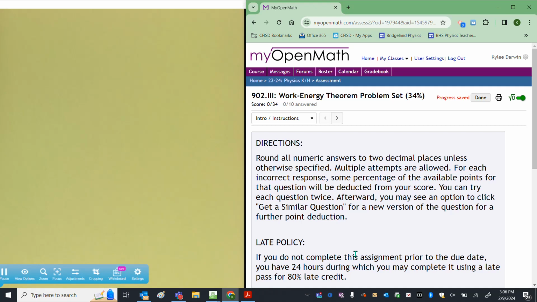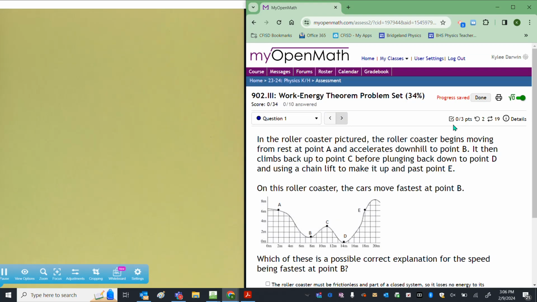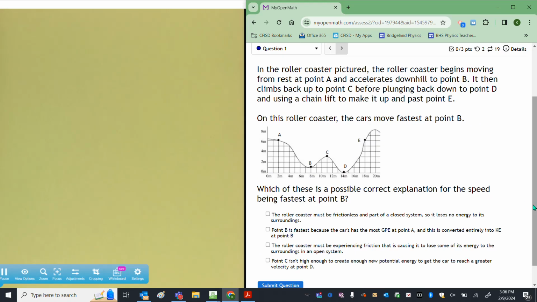This is the assignment, 902.3 work energy theorem problem set, and I'm going to work through these questions one by one and hopefully answer any questions you guys might still have.